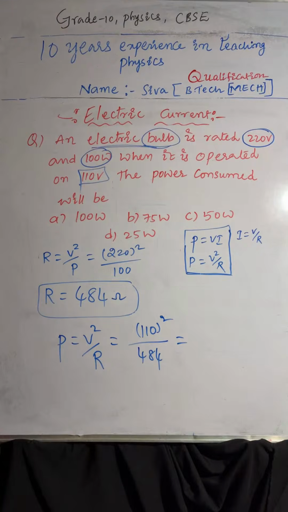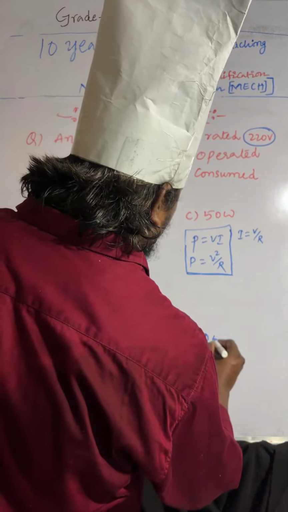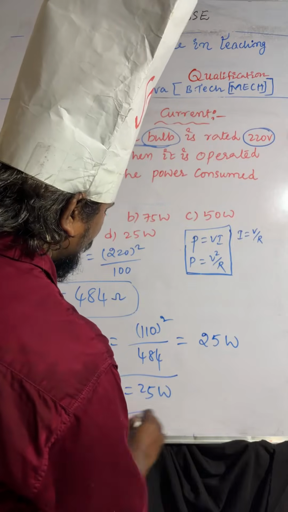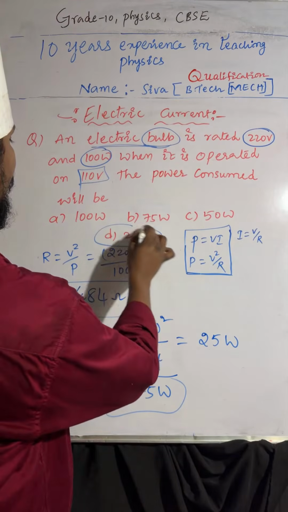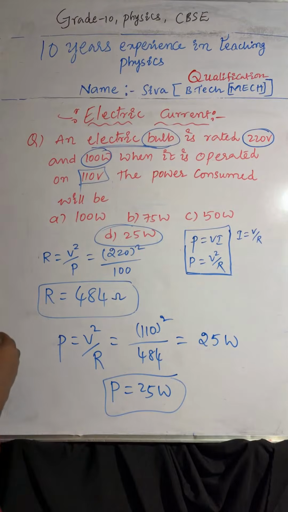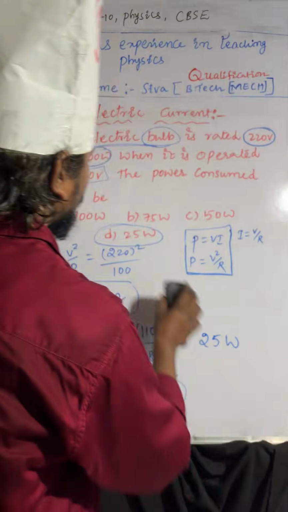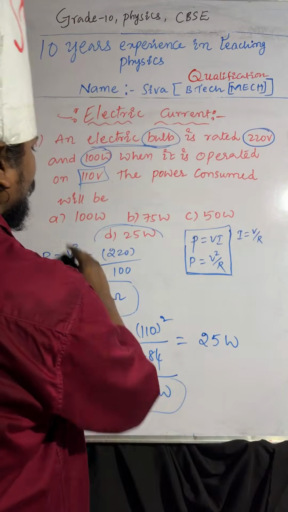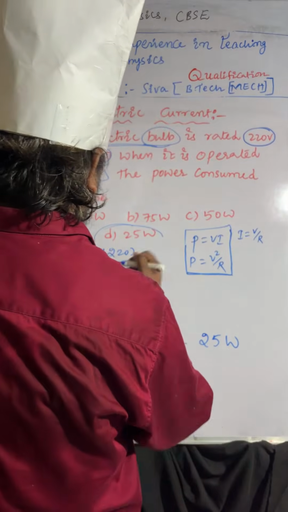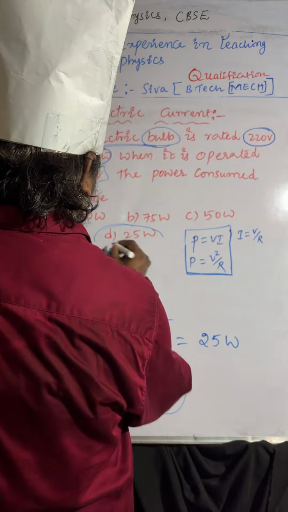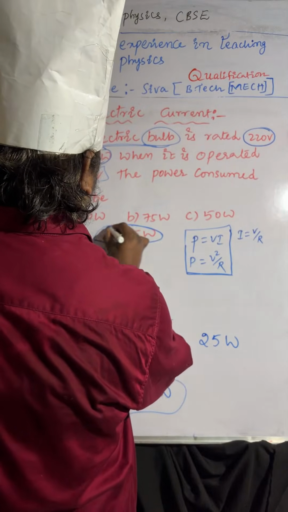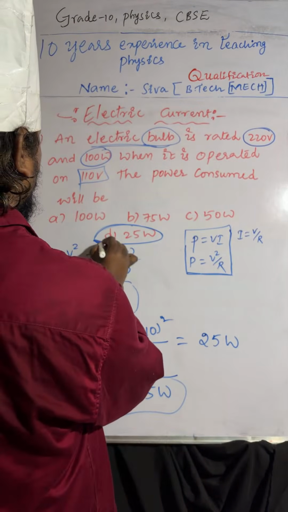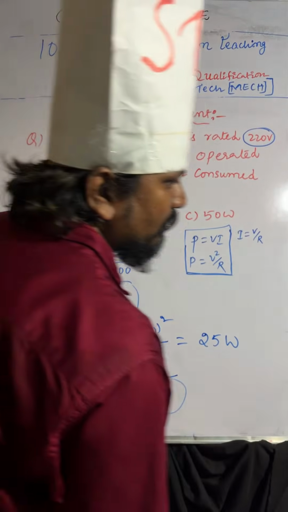So check the answer. Is it correct or not? 25 watt. So P equal to 25. Answer is D. Understood? Check the answer. Is it correct or not? Check the answer. So P equal to 25 watt. This is the correct answer.